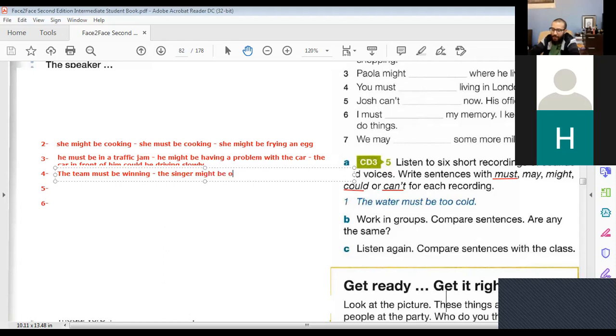What do you think? Might be on stage. Or maybe we can say the singer might have arrived on stage. Might be on stage. Yes, this is good. It's not bad. Okay. Let's listen to the next situation. Number 5.